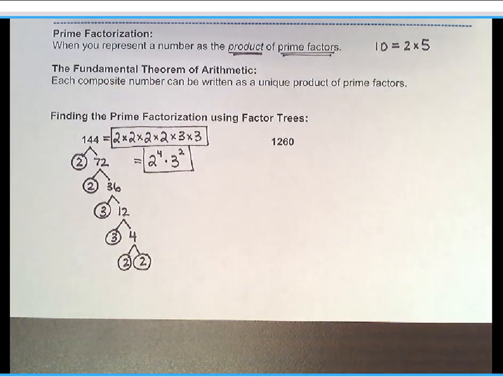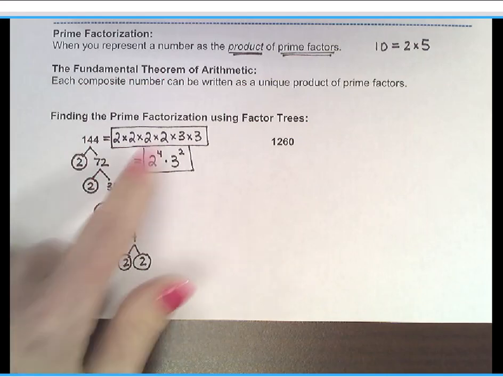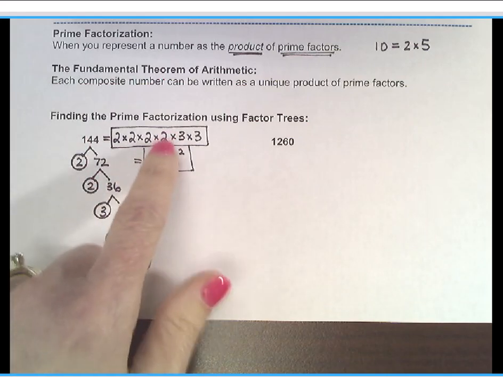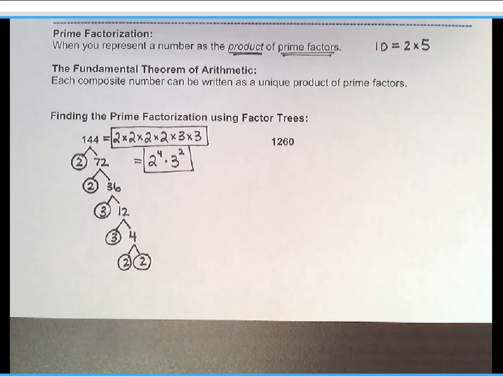That's the prime factorization. The factor tree is just the tool that we use to get to the answer, but this would be your final answer up here. So now let's try 1260.